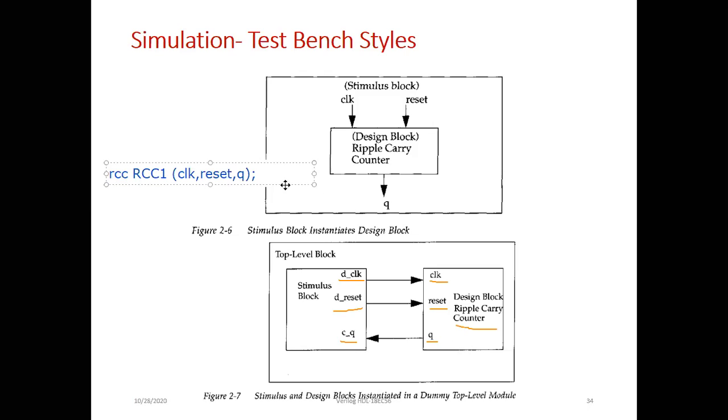As I said earlier, it is not mandatory to use the same name. You can use different names also. You can see clock, reset, Q in the ripple carry counter, but in the test bench they use D underscore clock, D underscore reset, C underscore Q. The variable name doesn't matter actually. What matters is that we need to map it properly. The order must be proper. You can give any variable names, X, Y, Z, no problem, but the order should not change. That is very important. Even if you want to change the order, there is another method for that, which we'll study later.